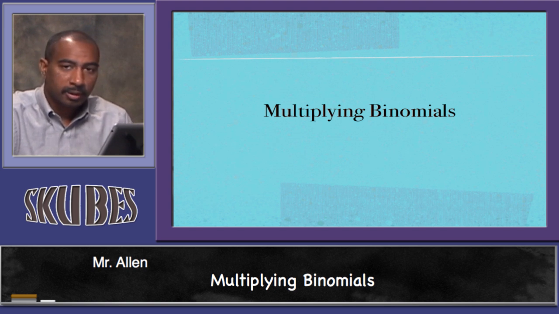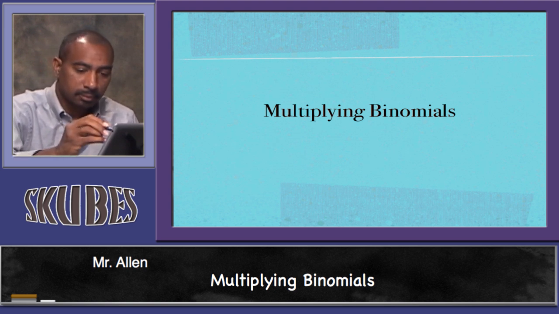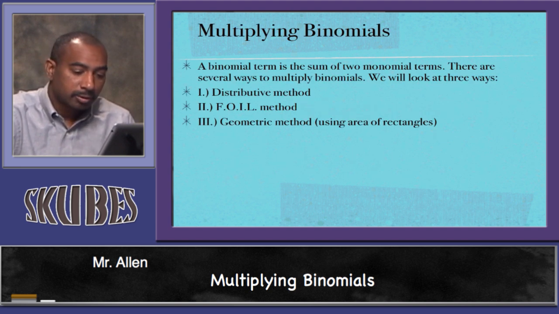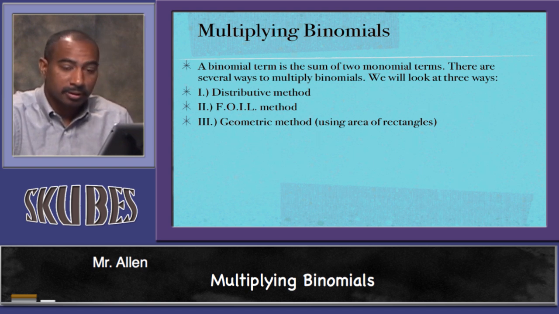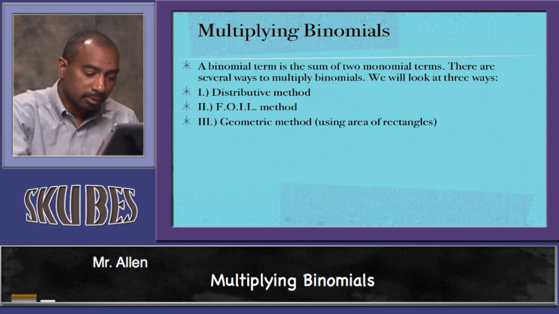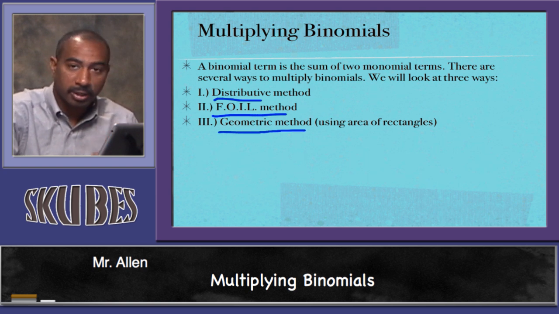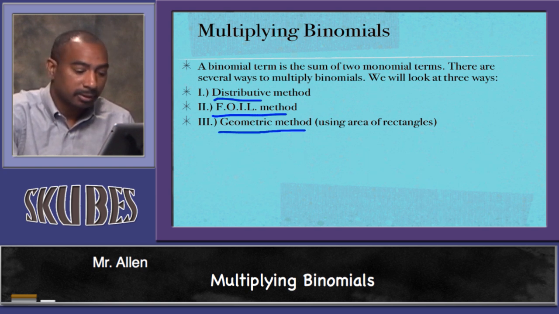Today's lesson is on multiplying binomials. A binomial is the sum of two monomial terms. There are several ways to multiply binomials. We'll look at three ways today. One is the distributive method, the other is FOIL, and the last one is the geometric method, where we're going to use areas of rectangles to find the product.